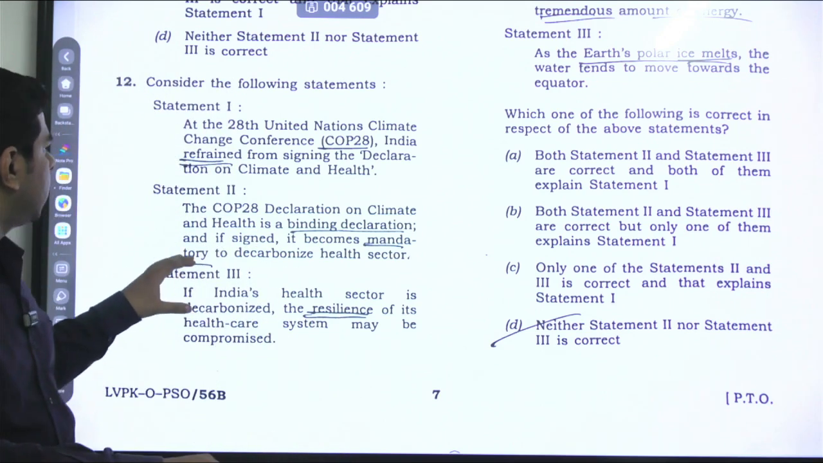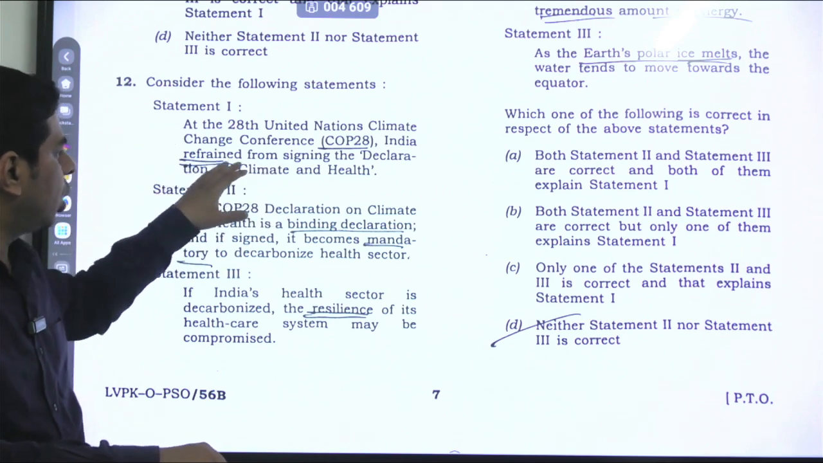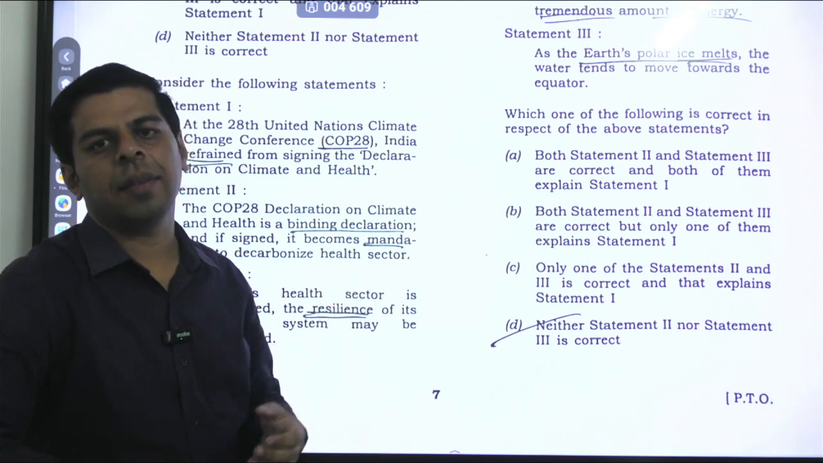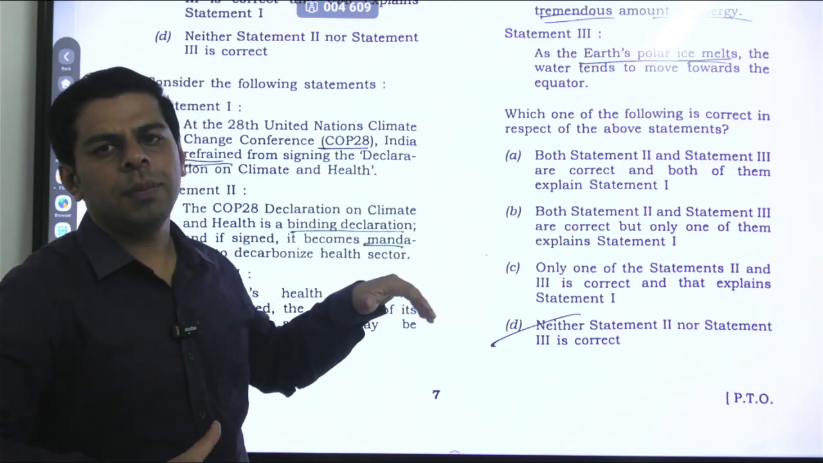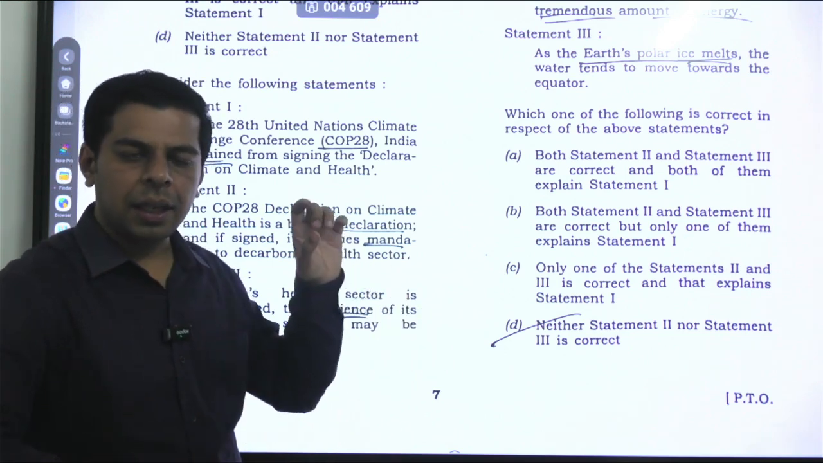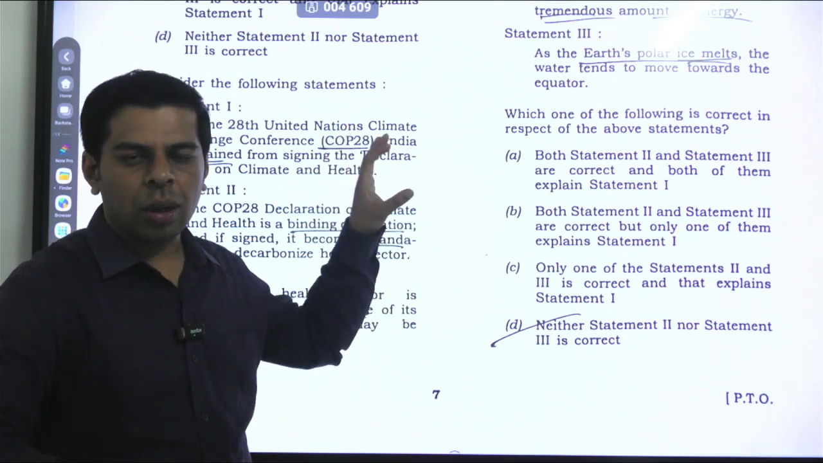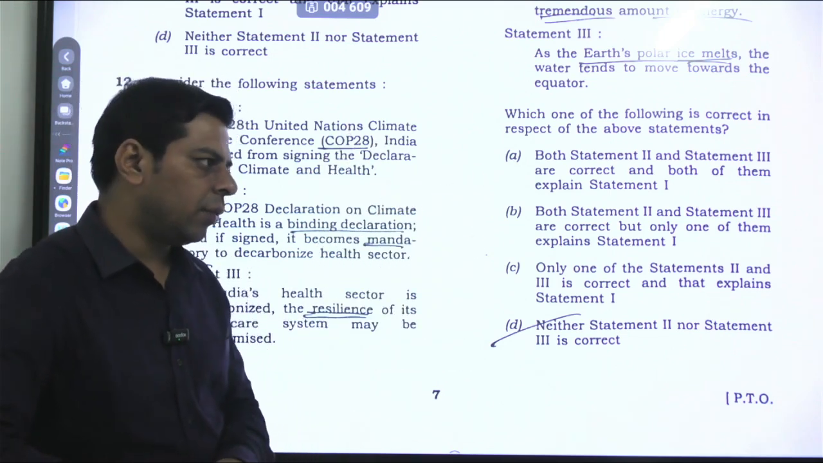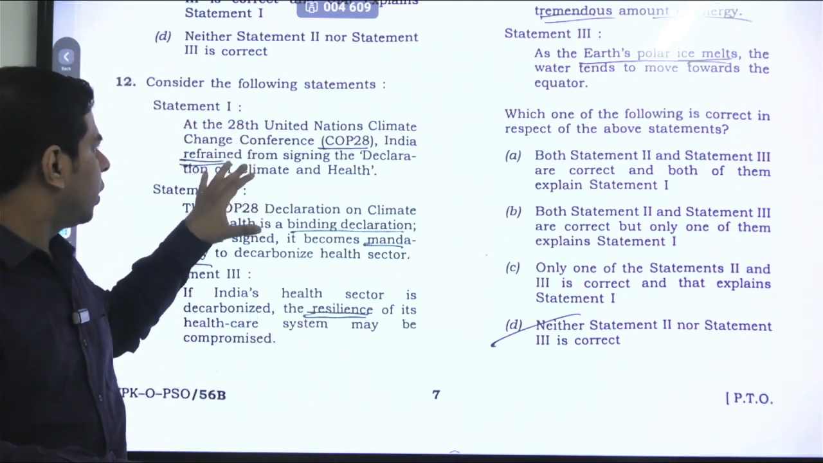The first statement says that at COP 28, India refrained from signing the declaration on climate and health. So yes, it's a specific segment which, ideally, by the name, seems likely that all global economies must have signed. But in India's case, as we are a developing country, it was not in our national interest to sign this particular declaration, which is linking health and climate change. So the first statement is correct.